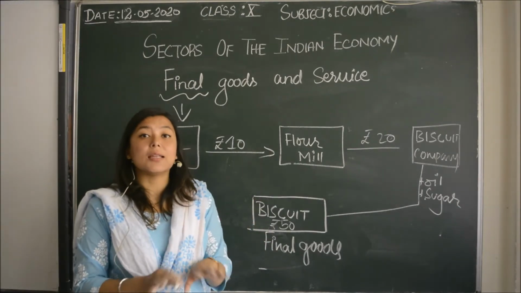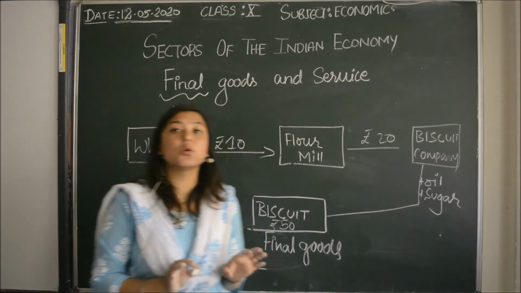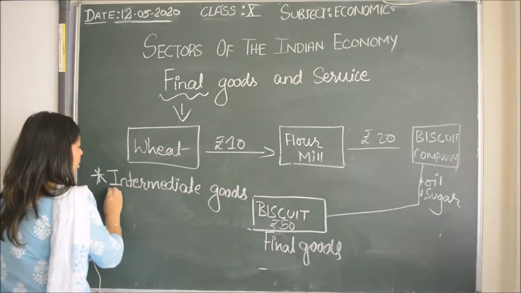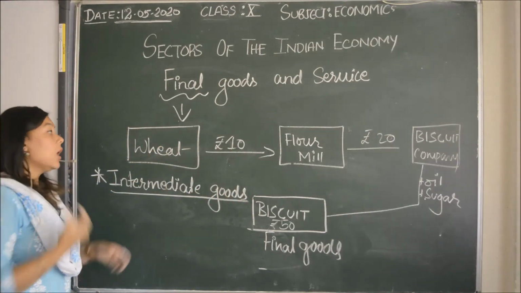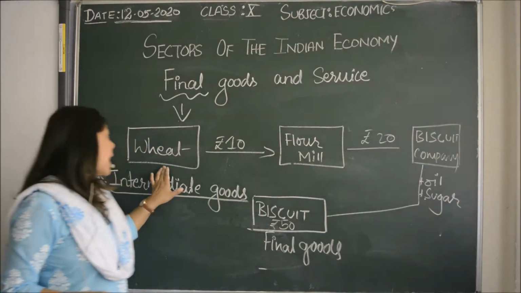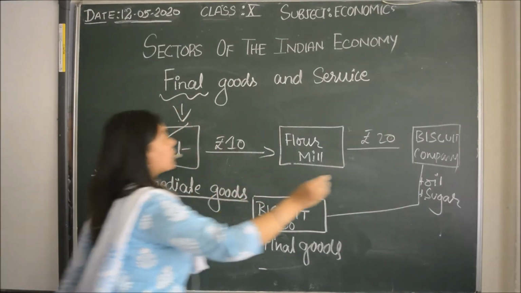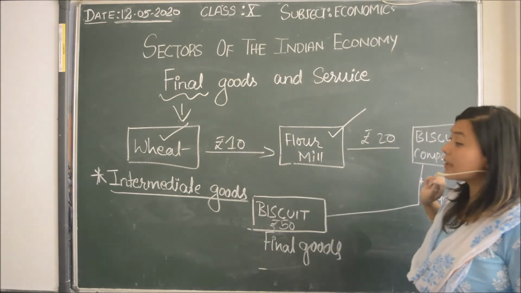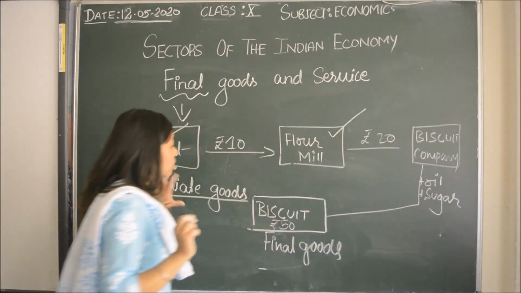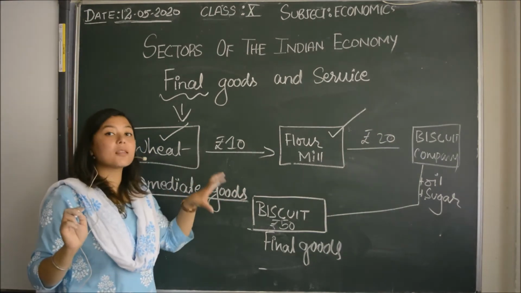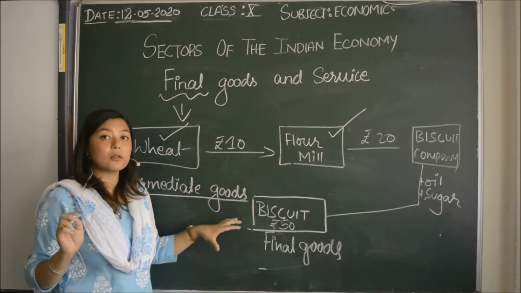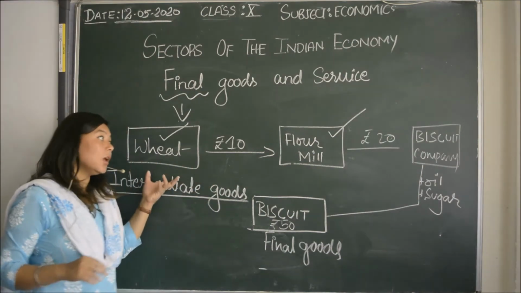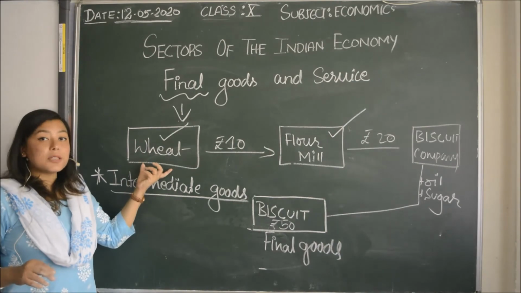Now, the value of intermediate goods will not be added. What do intermediate goods mean? Here, the intermediate goods are wheat and flour. These two are intermediate goods, because intermediate goods are whatever things were used in the middle, in the process of making the final goods.